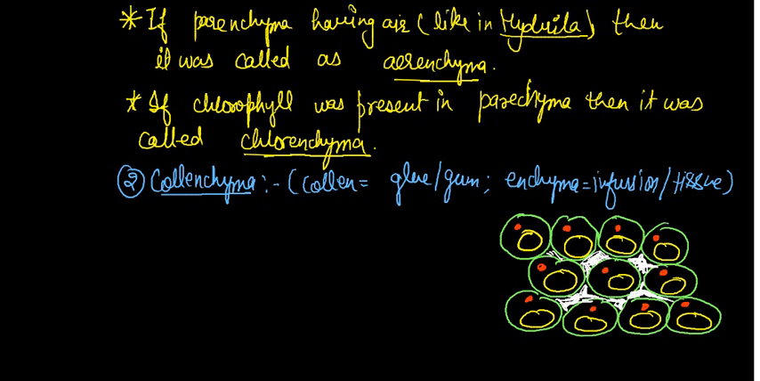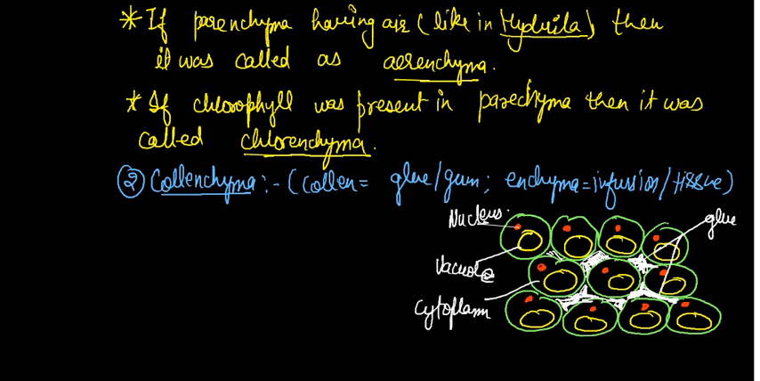Listen very carefully. This is the nucleus. So they are living cells. This one is the vacuole. The liquid is called cytoplasm. This white portion is called glue or gum. Due to the presence of glue or gum, the cell wall becomes thick. The cell wall was thick due to the presence of glue or gum.